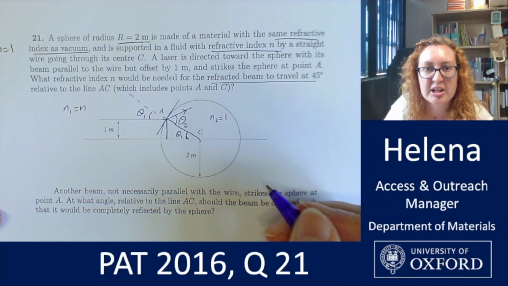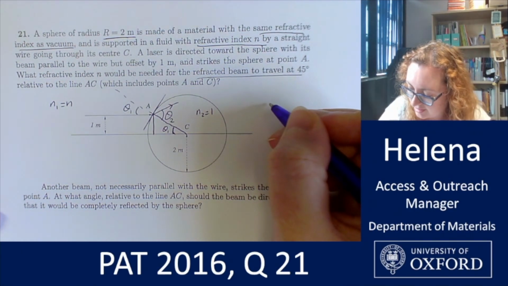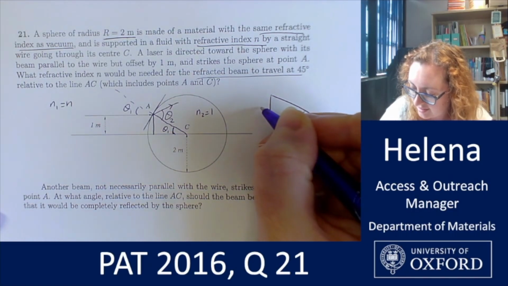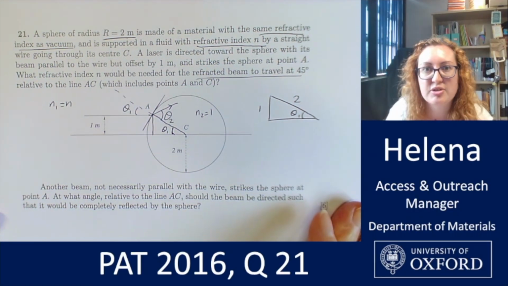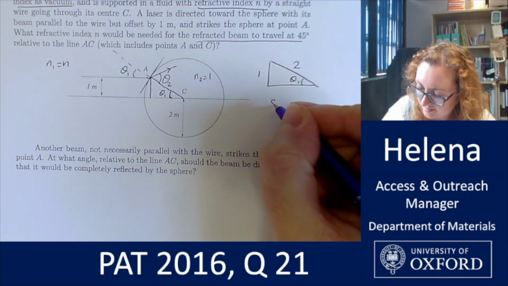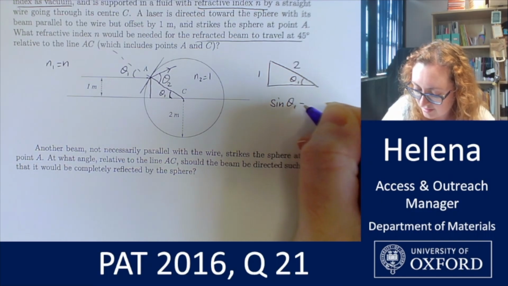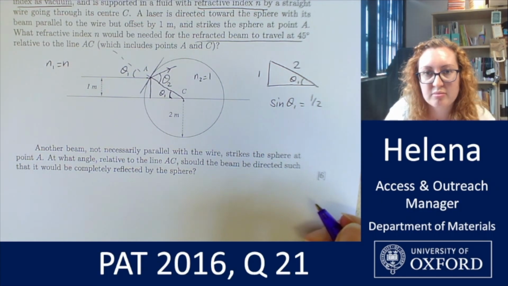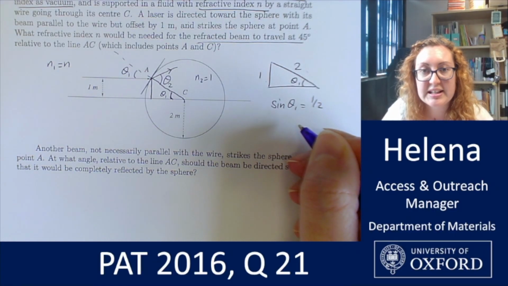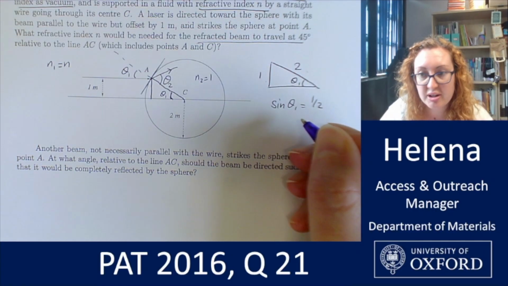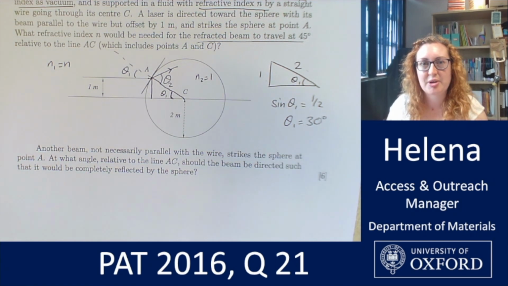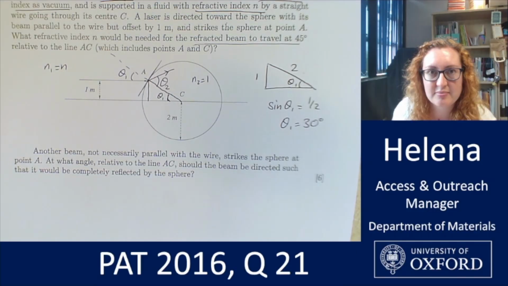So using a bit of trig, we can calculate what θ1 is. Let's draw this triangle out to one side so it's a little bit clearer. We have θ1 here, we have a length of 1, and we have a length of 2 here. Using some simple trig identities, we know that sine of θ1 is equal to 1 over 2. You can put this in your calculator, but this is one of those that you should probably remember. That means that θ1 is equal to 30 degrees. So our incident angle there is 30 degrees.